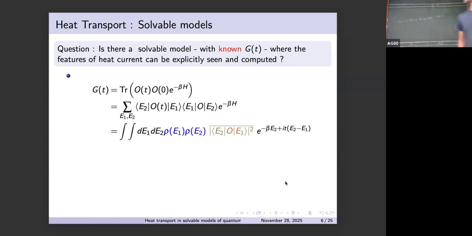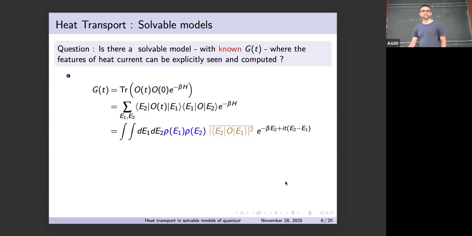So just to see what I mean by G: if you know the spectrum and matrix elements of operators, then that's equivalent to knowing the two-point function. So when I say known G, I'm also willing to say that if I know the density of the spectrum and the average matrix elements, I know G. It's still solvable.